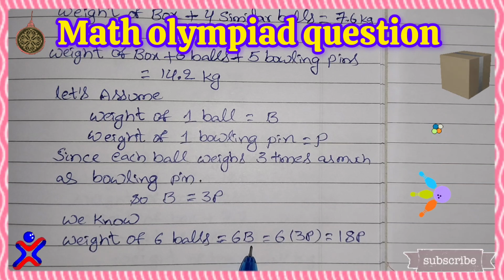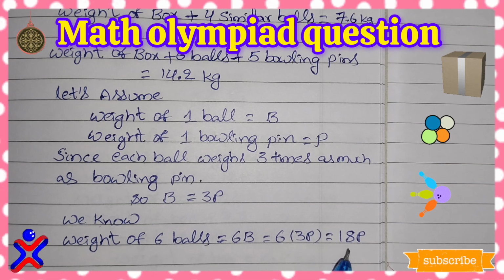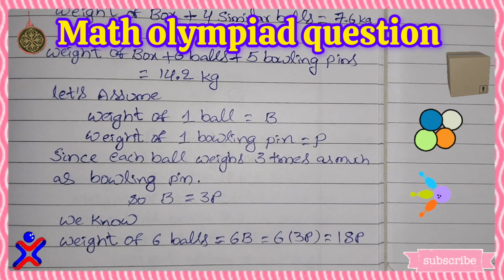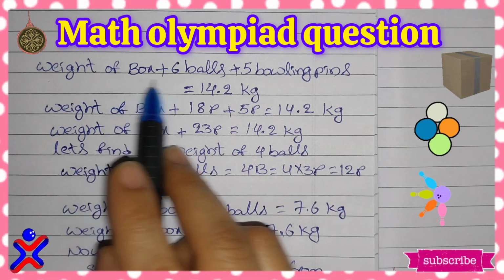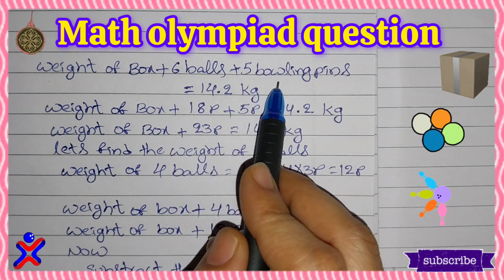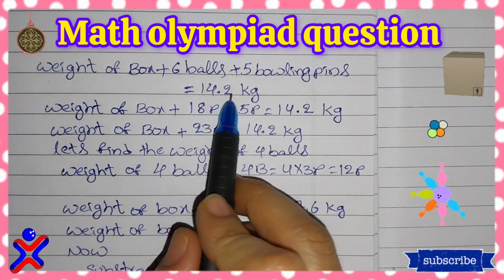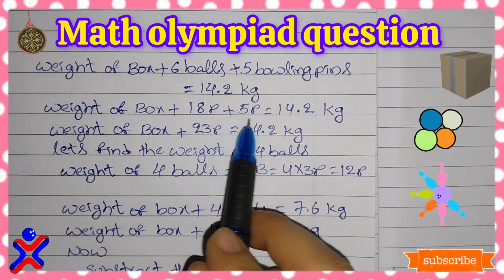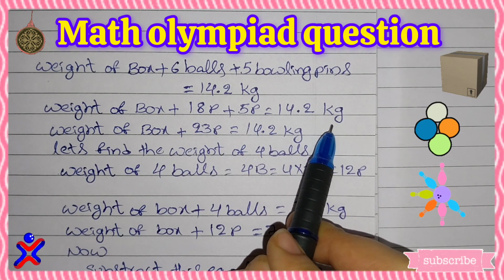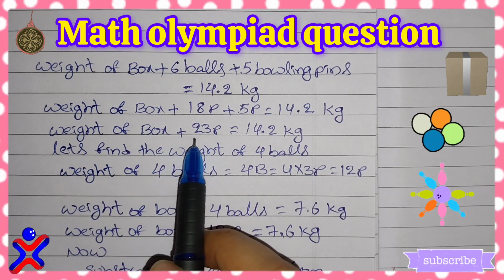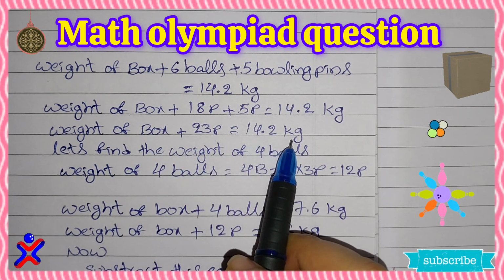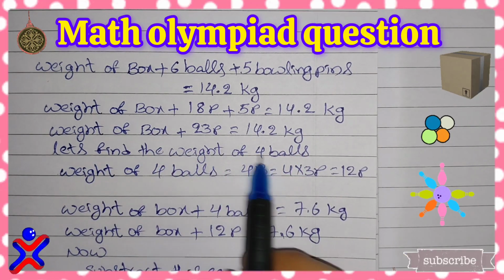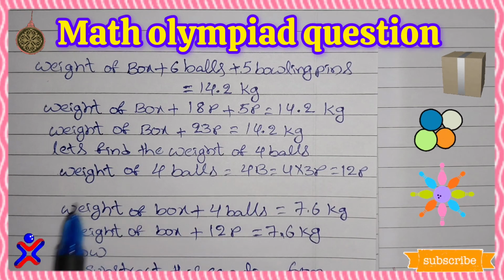We know the weight of 6 balls equals 6B. The value of B is 3P. 6 multiplied by 3P equals 18P. Weight of box plus 6 balls plus 5 bowling pins equals 14.2 kg. Weight of box plus 6 balls, whose weight is 18P, plus 5P equals 14.2 kg. So weight of box plus 18P plus 5P, which is 23P, equals 14.2 kg.